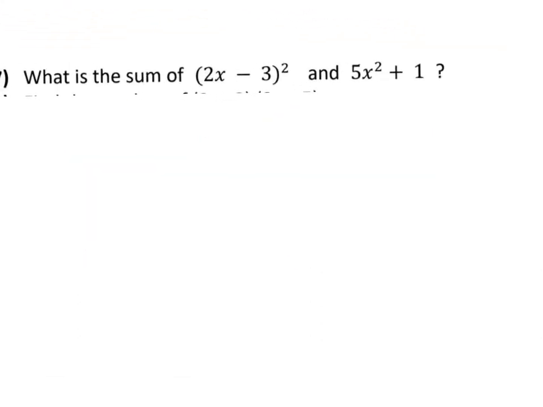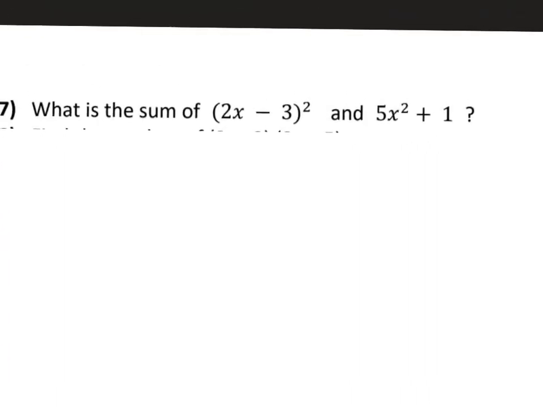Okay, 7th problem. What is the sum of 2x minus 3 squared and 5x squared plus 1, right? So first things first, I want to look at what keyword I have. I have this word sum, which signals to me that I need to actually add this expression with this expression. Okay, and then I see that I'm squaring an expression, so that means I can do the box method.